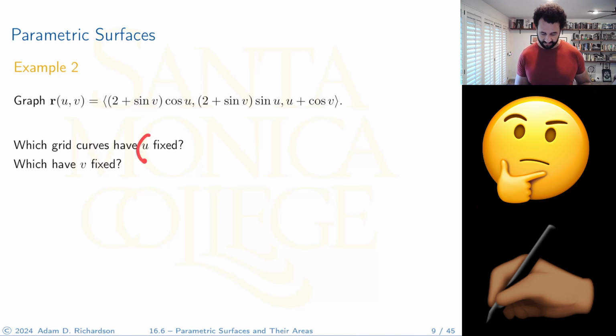So what happens if U is fixed? And what happens if V is fixed? What space curves are being described under those fixes? All right, here we go.